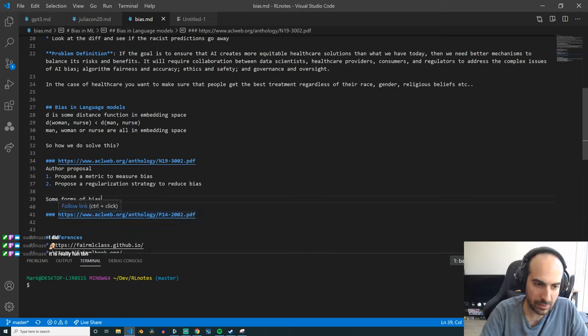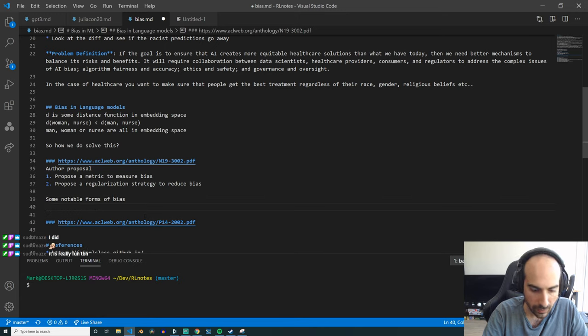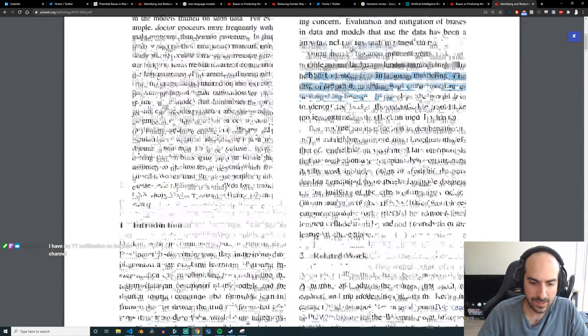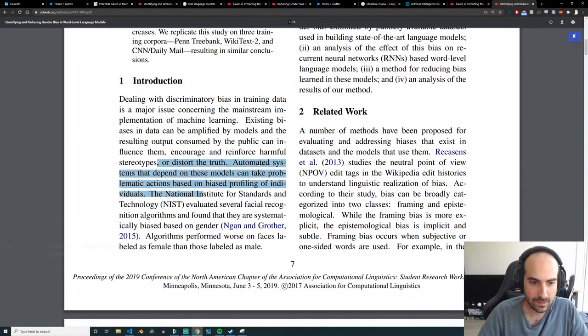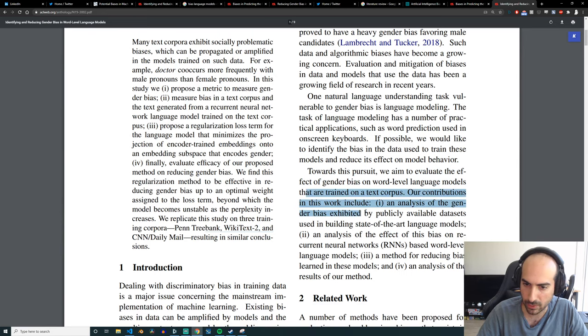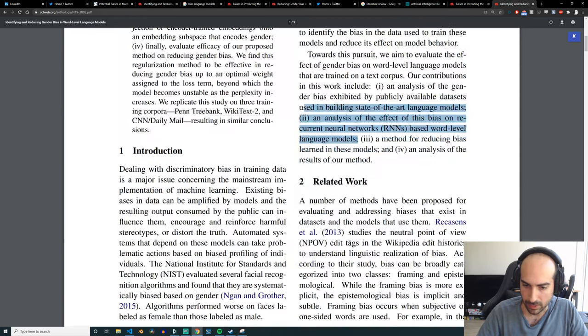Okay, so basically, some notable forms of bias. We have male candidates being preferred in resume screens. Face detection algorithms work better on white males. What else? Towards the pursuit, we aim to evaluate the effect of gender bias. So our contribution to this work includes an analysis of the gender bias. Okay, great. So let's see.